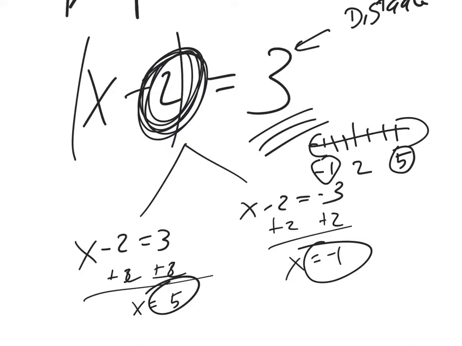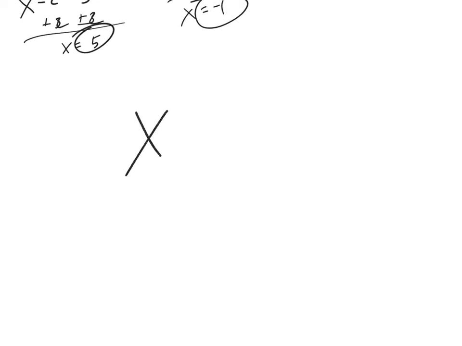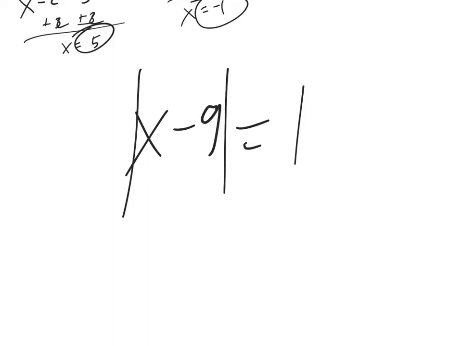Okay. So, what if I said this? The question really is, what are things that are 1 unit away from 9? And so I bet you can tell me the answers. 10 and 8. All right.